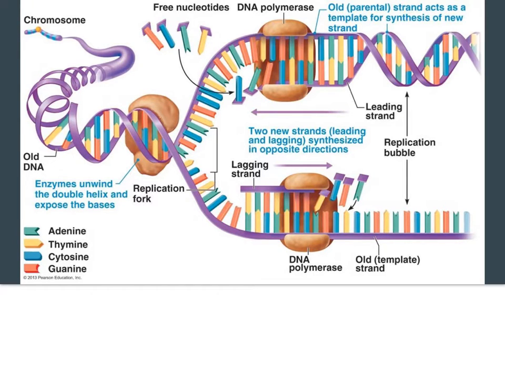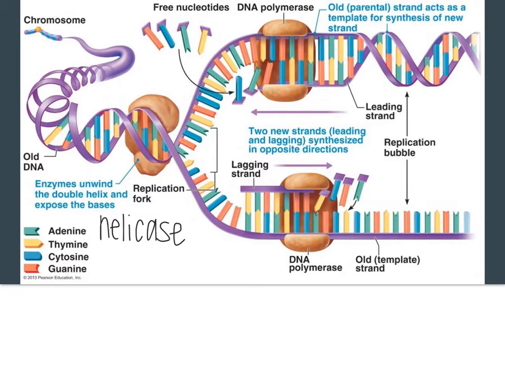So this is happening in the nucleus. And what's going on here is that these two, this strand and this strand, are being unwound. And this unwinding is done by an enzyme called helicase. Alright, so helicase is an enzyme that unwinds the DNA.